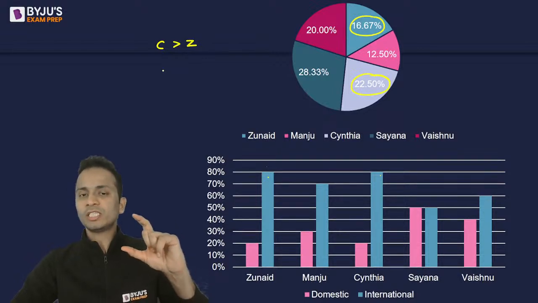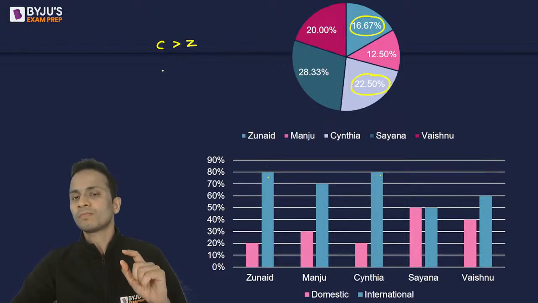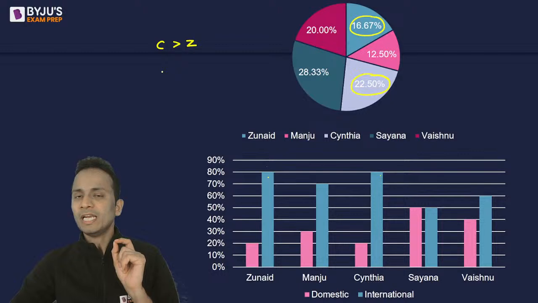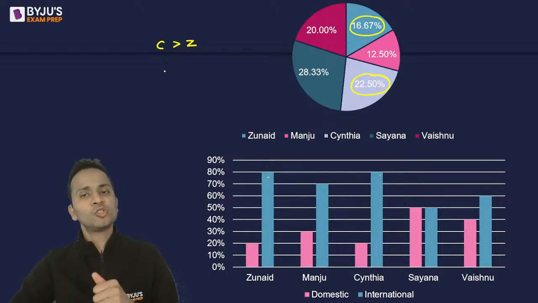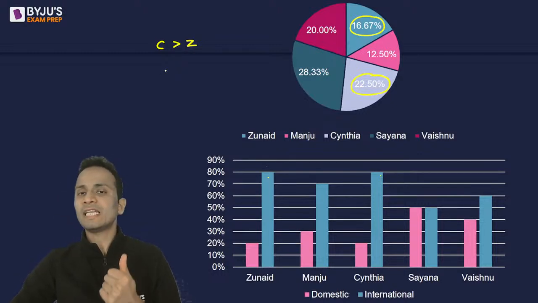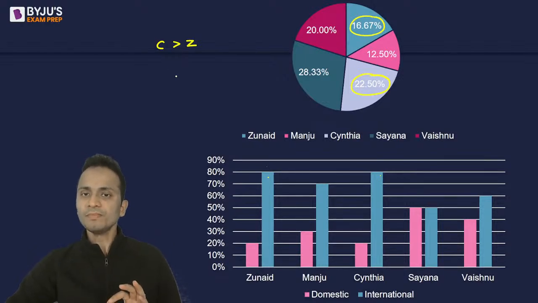Total distance for Cynthia is more, and the percentage breakup for international is the same, so the distance traveled internationally will be more for Cynthia as compared to Zunaid. So the answer will not be Zunaid. Okay, so now I have Cynthia as a reference. Now let's compare Manju and Cynthia. Once again, total distance covered by Cynthia is more than Manju.